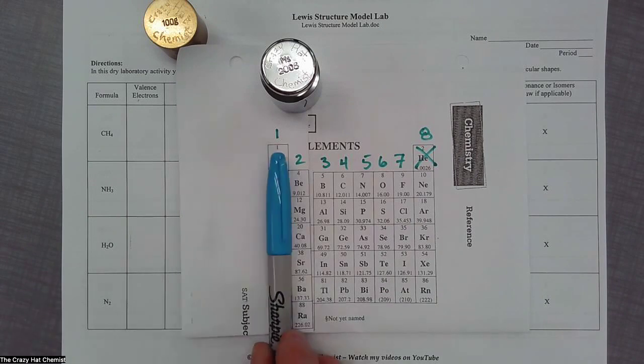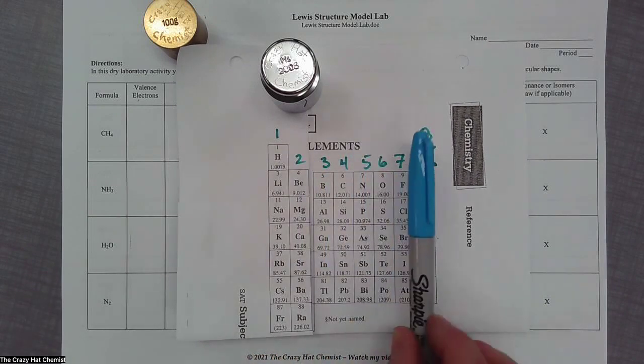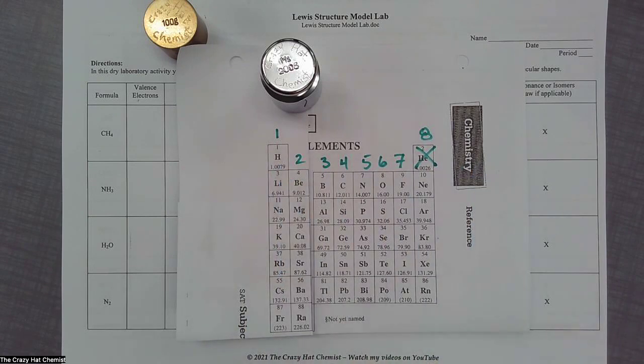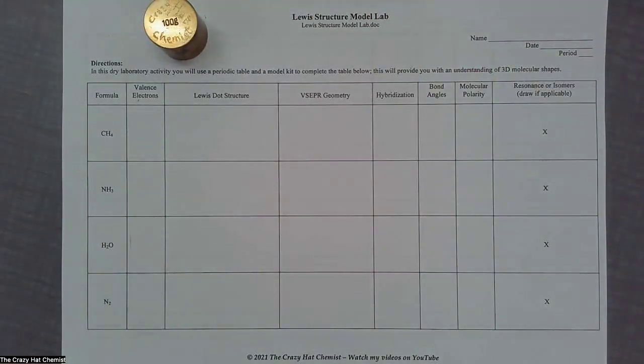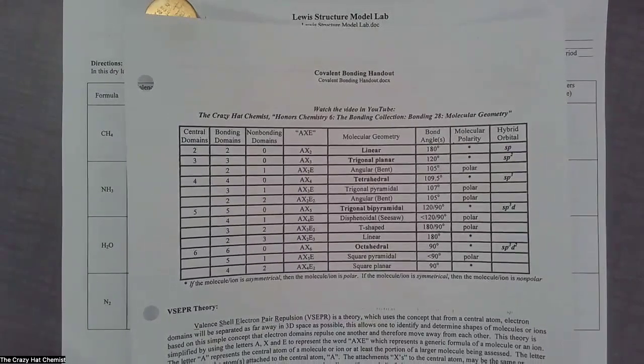But in these columns, these are groups, vertical columns. Those are the number of valence electrons. I'll be referring to that frequently throughout this video, and hopefully you get that. All right, so you got that periodic table. You got my set of rules and the covalent bonding handout.